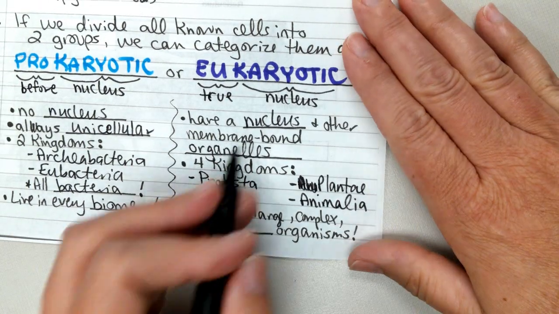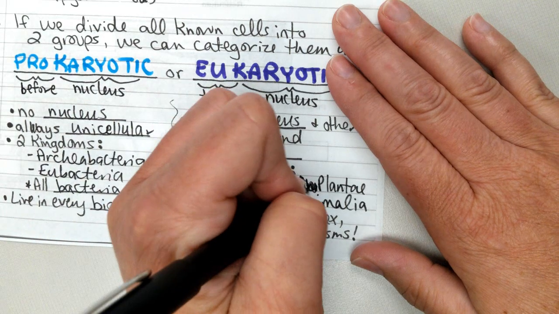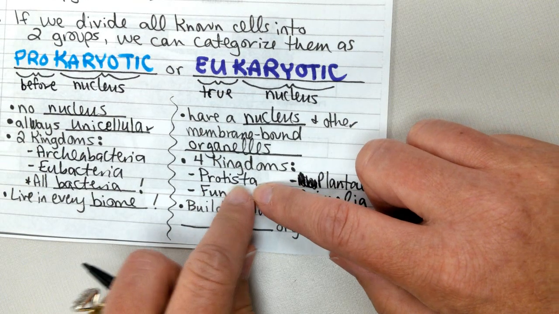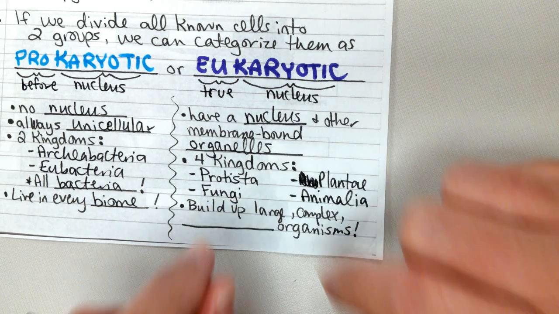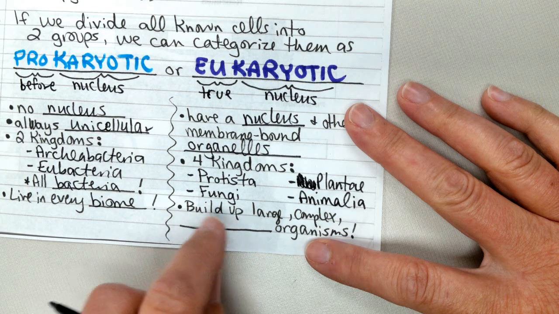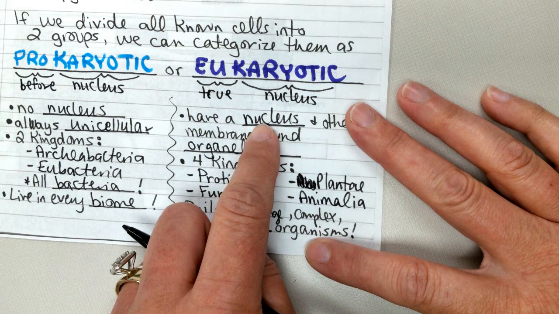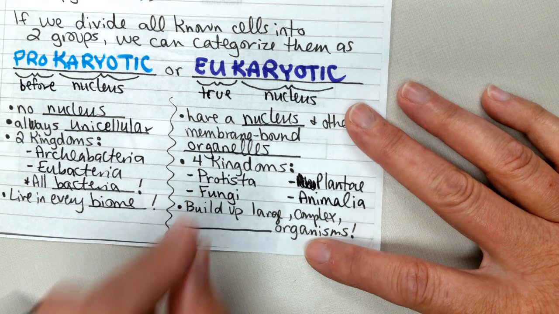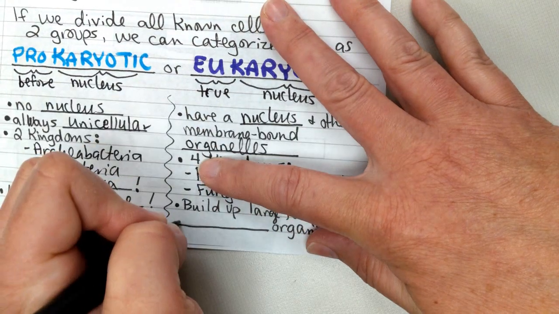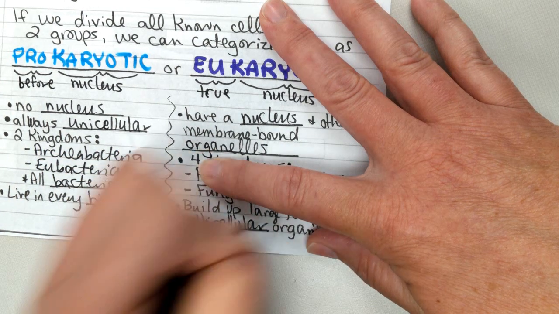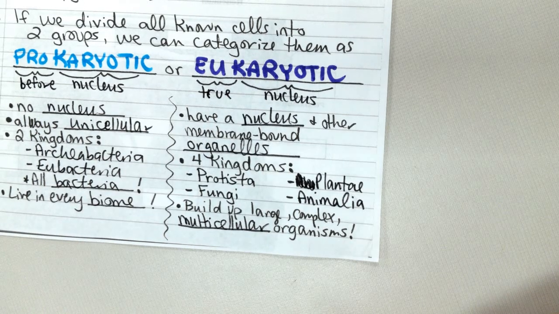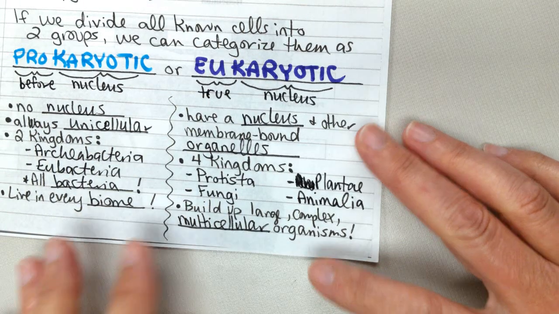And then eukaryotes are able, they don't always, we have plenty of, like, most protista are unicellular. Lots of fungi are unicellular. But they can, because they have that nucleus protecting their DNA, build up into large, complex, multicellular organisms. Okay, they have that ability because they are eukaryotic. They have a true nucleus, okay?